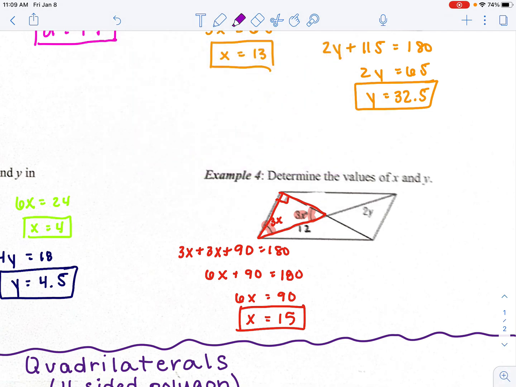For the y, I've got 2y here, and it's on a diagonal, and that diagonal is right here. The only other thing on the diagonal is that 12, and remember the diagonals bisect each other, so that means that 2y should be the same as 12. So 2y equals 12, divide both sides by 2, and I get y equals 6.